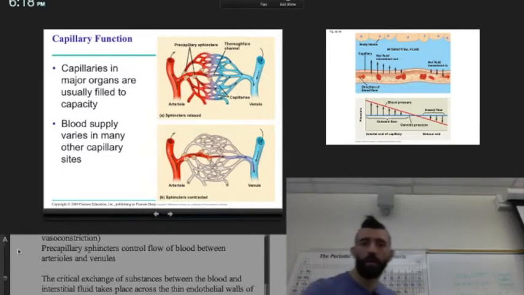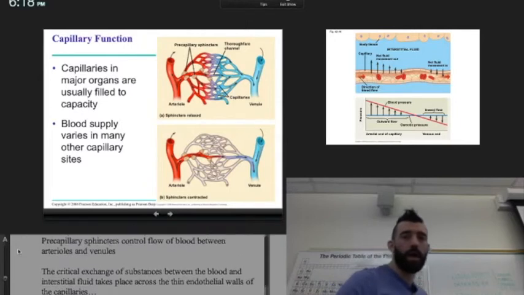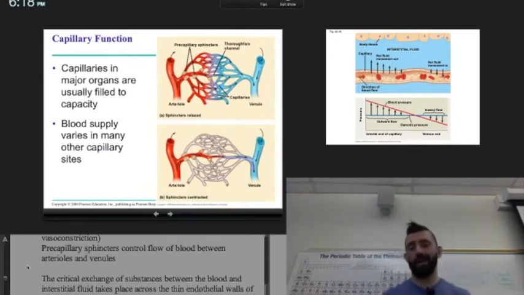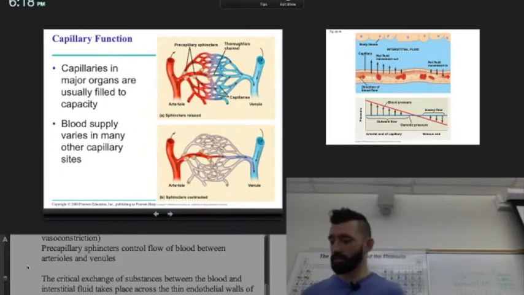Okay, so in the coming slide, we will talk about how gas and waste exchange actually occurs in the capillary beds.